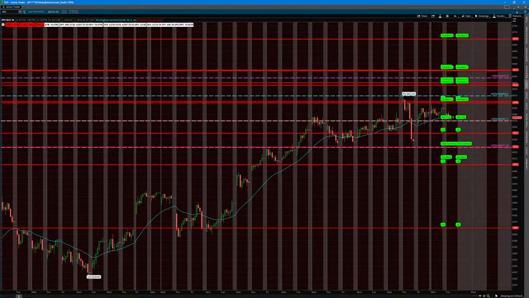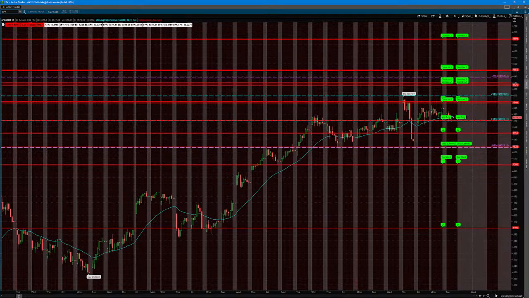So this is SPX in a 30-day 1-hour chart. And SPX has really, since last Friday, been consolidating in a pretty narrow range between around 4570 and 4600.